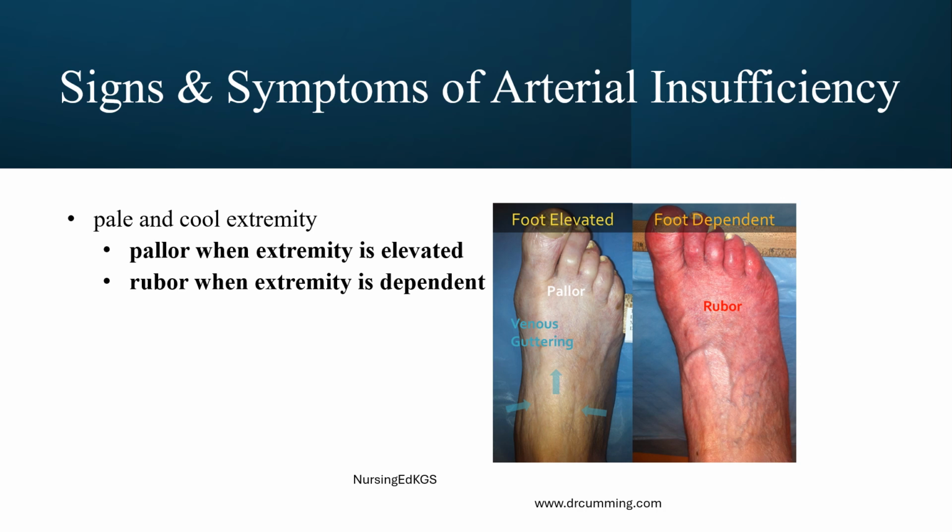Now on the right, that shows rubor when dependent or not elevated. And this is because when the limb is placed in a dependent position, so it's lowered, gravity helps blood flow back into the affected area. But because of arterial insufficiency, the blood that pools in the area is often deoxygenated. This pooling of poorly oxygenated blood causes that reddish blue or deep red color in the skin known as rubor. And again, that's the image on the right.